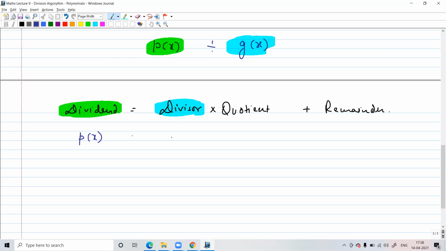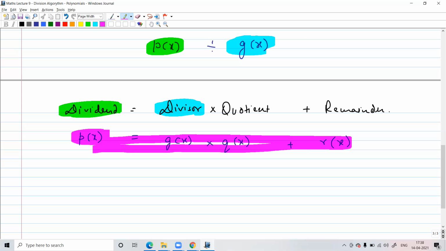So like I said, divisor is g of x. Quotient, let's call it q of x. Makes sense, q for quotient. And the remainder, r for remainder. So let's call that r of x. Okay, so basically whatever I wrote here, this is your division algorithm for polynomials.